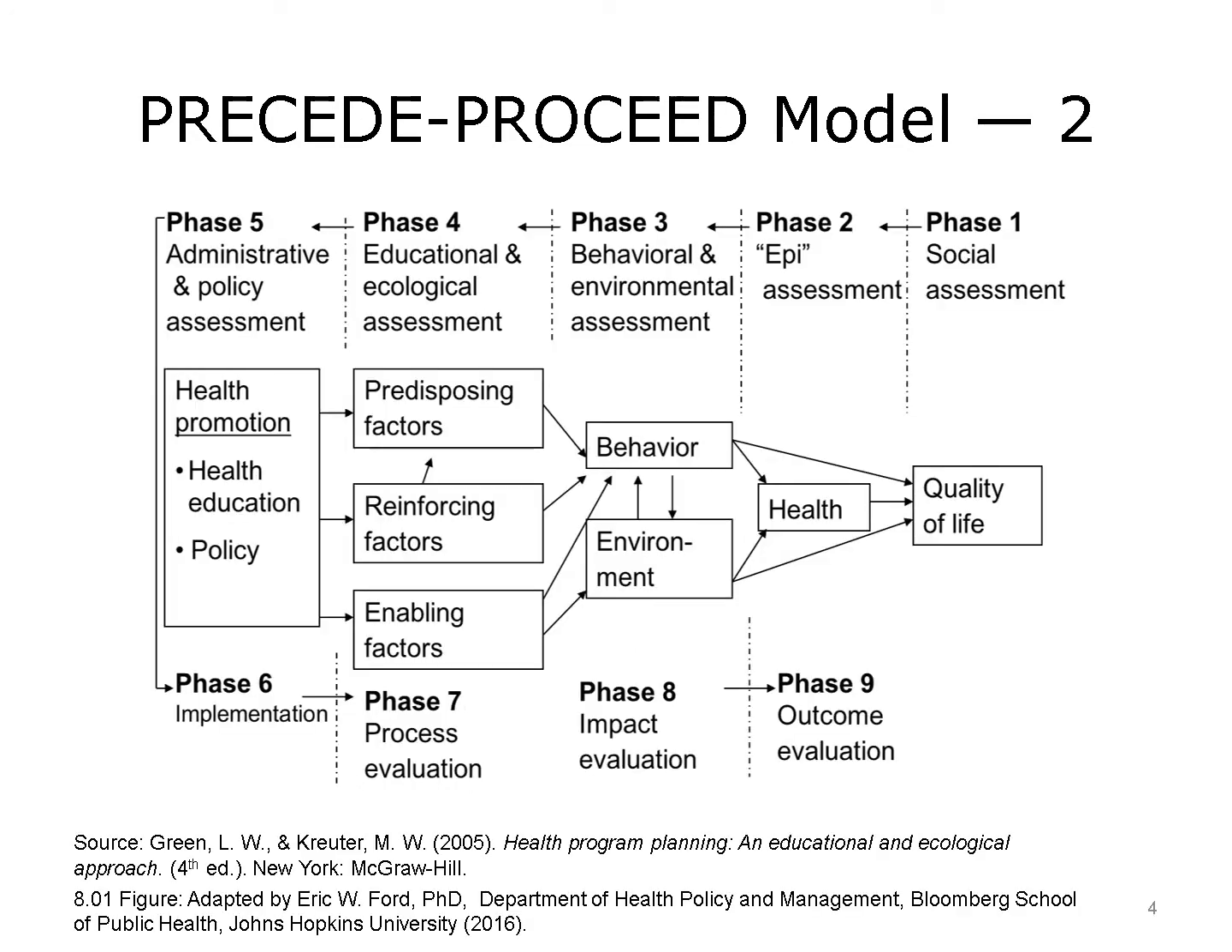Here we see a model adapted from the Precede-Proceed model with permission. You'll notice that it starts in the upper right-hand corner with Phase 1 being a social assessment where you may look at a community or a population and make assessments about its quality of life or lack thereof. For this example, let's say we want to build bike lanes and increase the number of people biking to work.